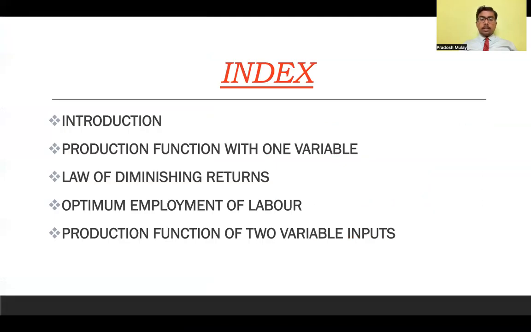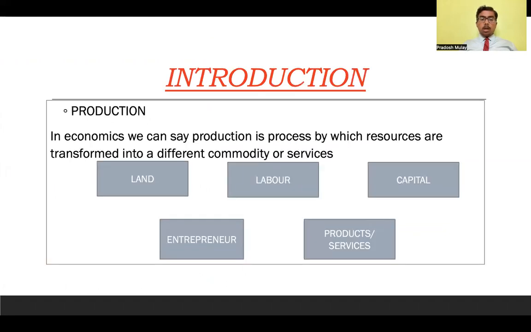In the index, there is an introduction to production function with one variable, the law of diminishing returns, optimum employment of labor, and production function of two variable inputs. In the introduction, in economics, we can say production is a process by which resources are transformed into different commodities or services.